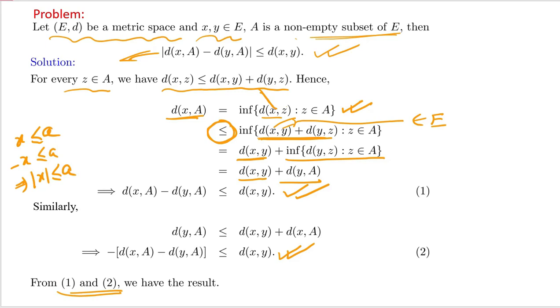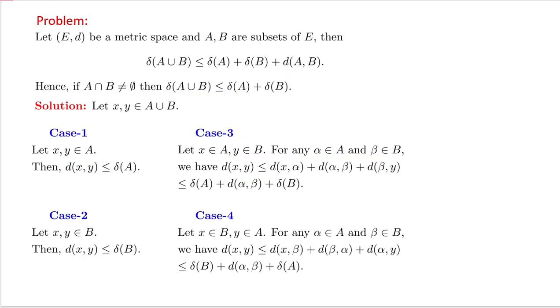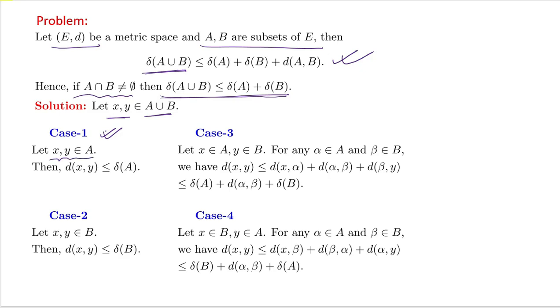Let us see another problem now. In this problem we again have a metric space (E,d), and A, B are subsets of E. We have to prove this inequality, and if A intersection B is non-empty, then you have to show that the inequality will take this shape. Now we can take x, y in A union B because we have to discuss delta of A union B. We can have 4 types of cases. First, that x, y is entirely in A.